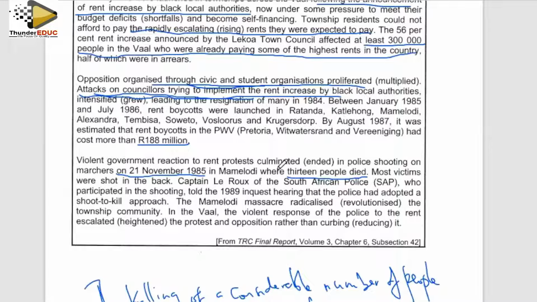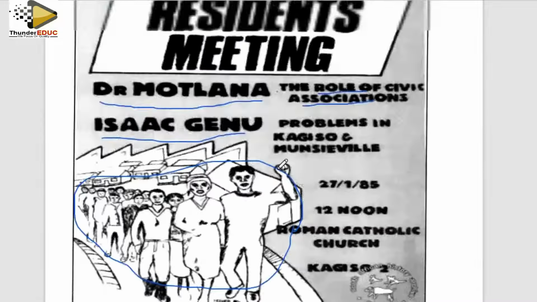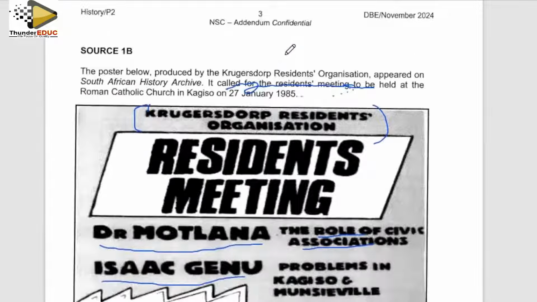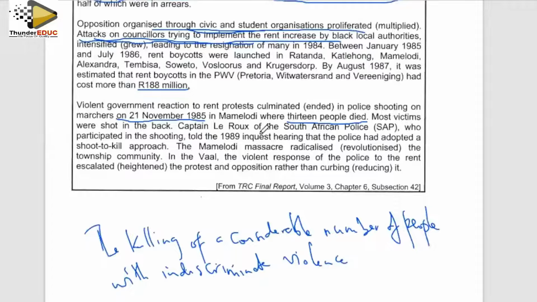And also you can figure out that there was the Krugersdorp residents organization. Source 1B talks of the Krugersdorp Residents Organization calling for a gathering, a residents meeting. And what about Krugersdorp? If we check here, Krugersdorp is also appearing as one of the townships where the rent boycotts were launched. So we have a Krugersdorp civic organization in the first source, mobilizing people, and also Krugersdorp here is being mentioned as one of the townships where the boycotts were launched. So it's supporting each other in that direction.